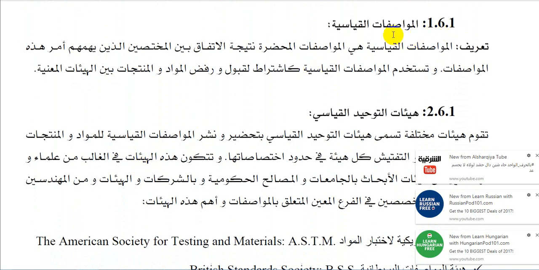Article 161. The standardized specifications, يعني المواصفات القياسية. Definition: the standardized specifications are the preferred specifications due to a specialists' pact that only concerns the specifications. The standardized specifications are used as acceptance and rejection conditions for materials, decided by the concerned committees, يعني بين الهيئات المعنية.